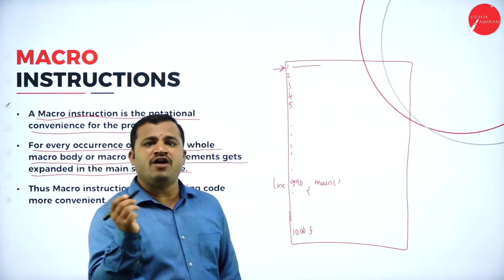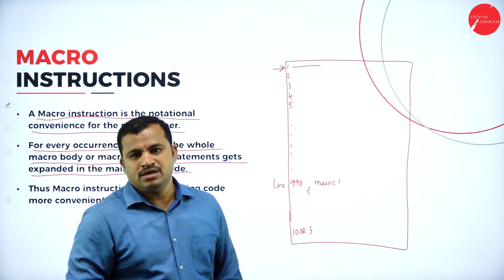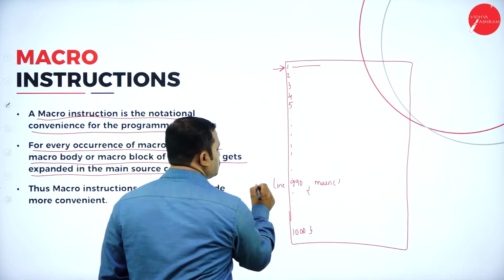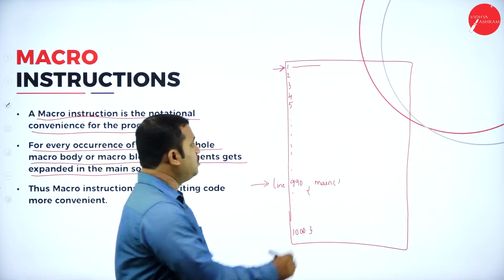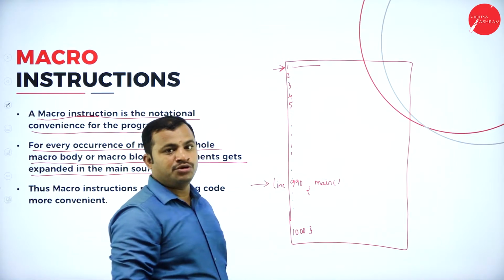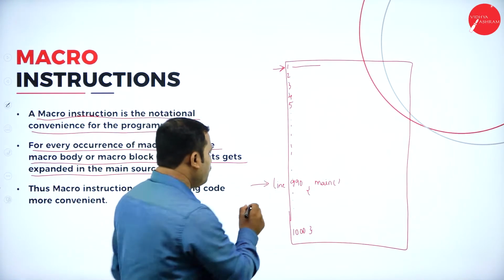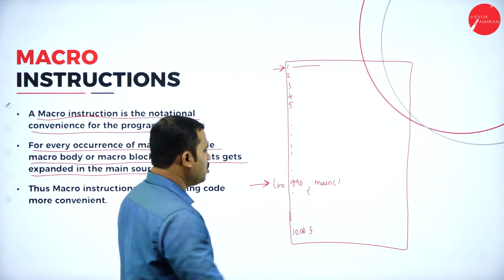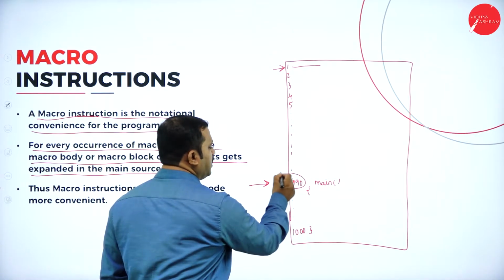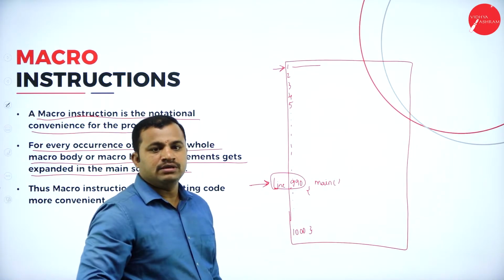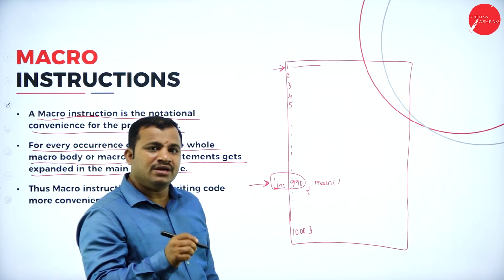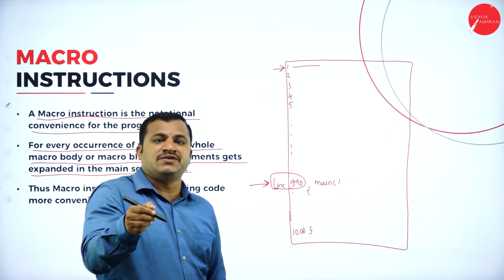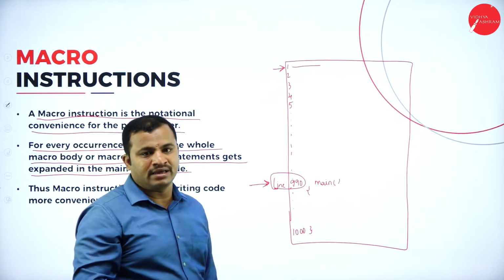When does the main function get called? As soon as the execution begins, the control comes to this part, not to this first line of the source code. The control comes to the first line of this main function, which is located at line number 990. This line number 990 is considered as a reference because the main function is defined at line number 990.